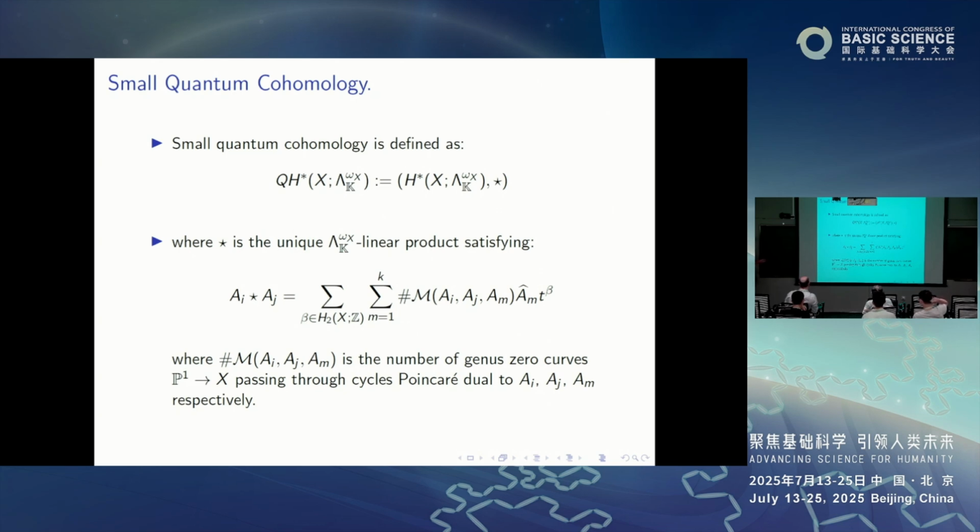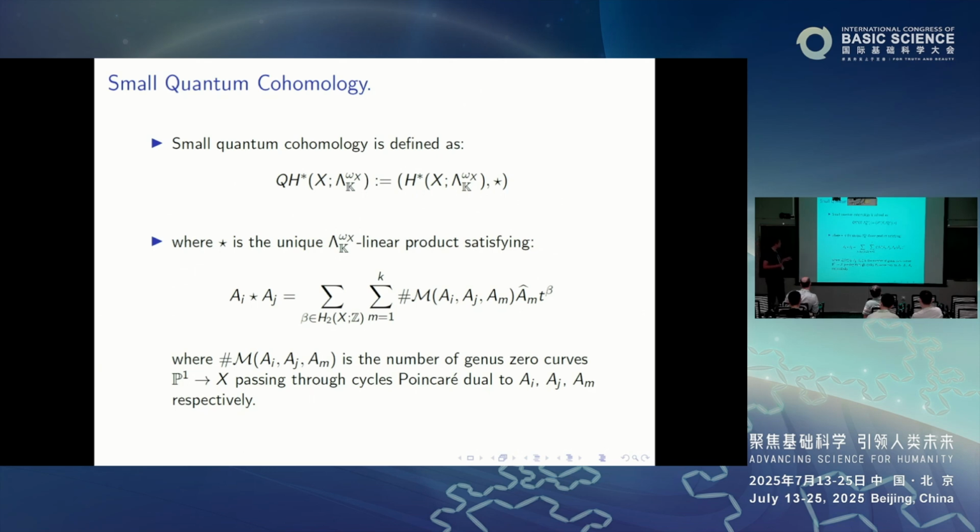So that's the small quantum product. Maybe I'll say one more thing. Oh yeah, there's another thing. This should really be M sub beta. So the curves here mapping to X represent the class beta. Here's M sub beta, and this map should represent the class beta.